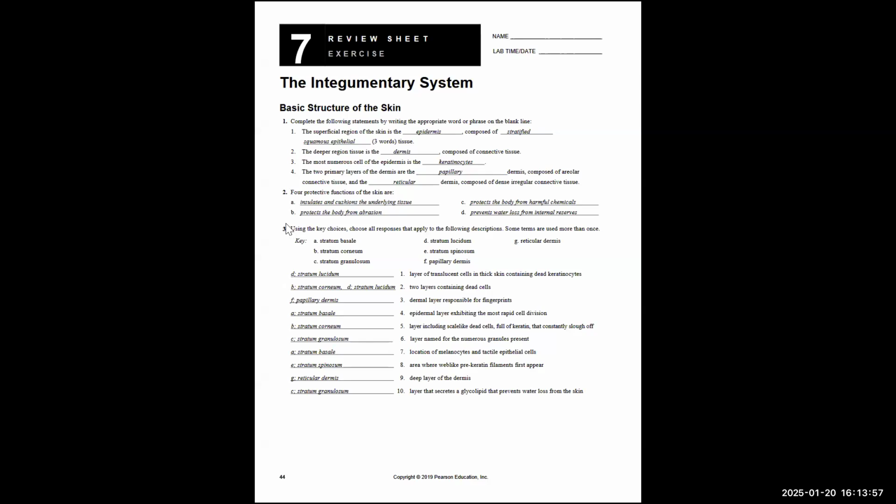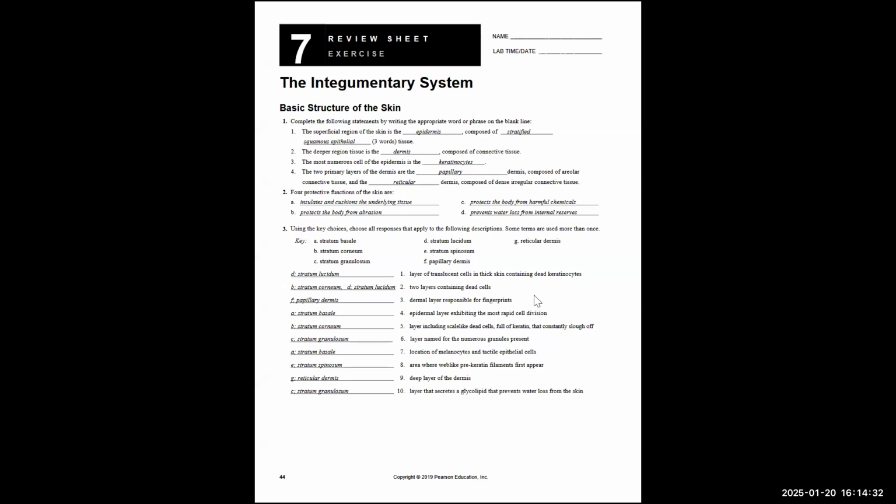Moving into question number 3, using the key choices, choose all responses that apply to the following descriptions. Some terms are used more than once. 1, the layer of translucent cells in thick skin containing dead keratinocytes. That is D, stratum lucidum, lucid. Okay? That's the translucent, lucid. 2, 2 layers containing dead cells. That would be stratum corneum and stratum lucidum.